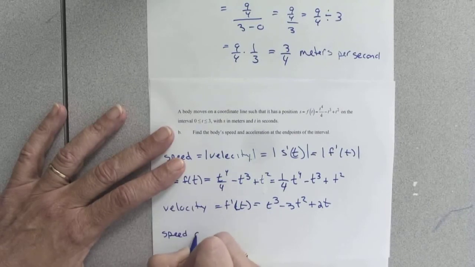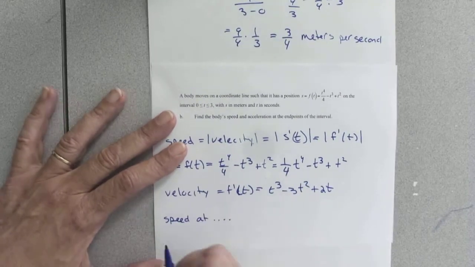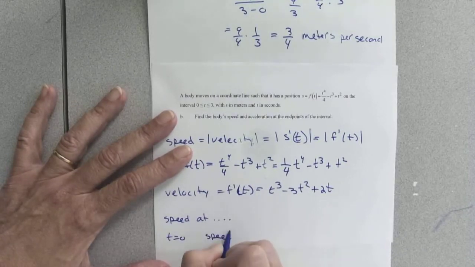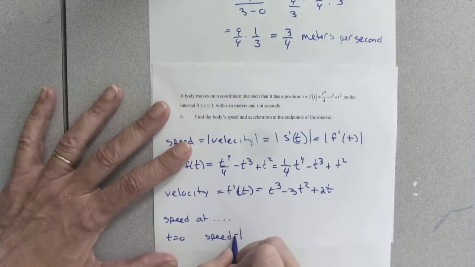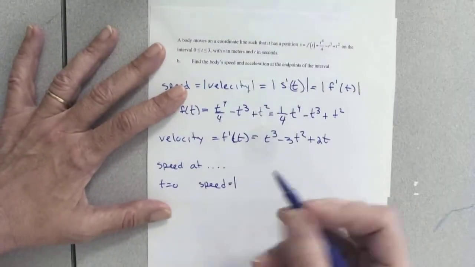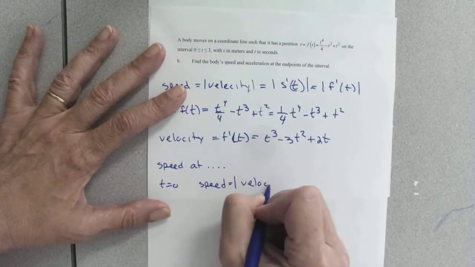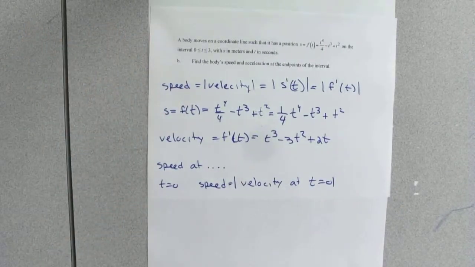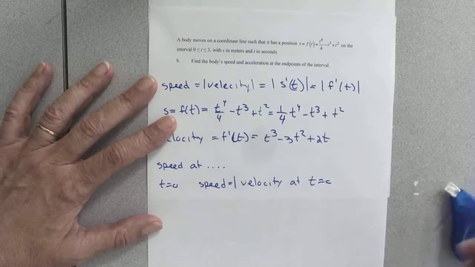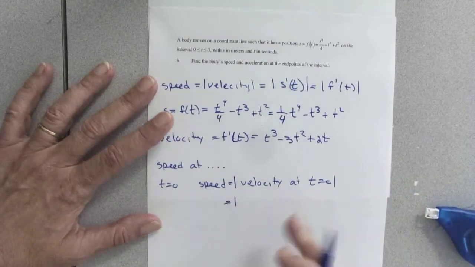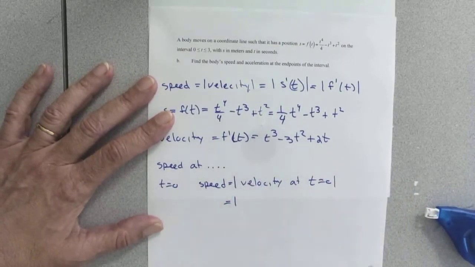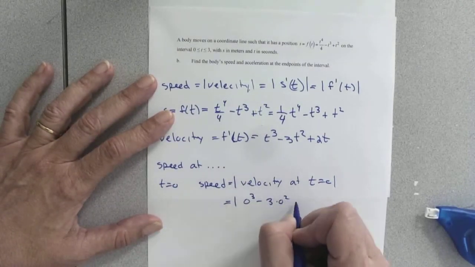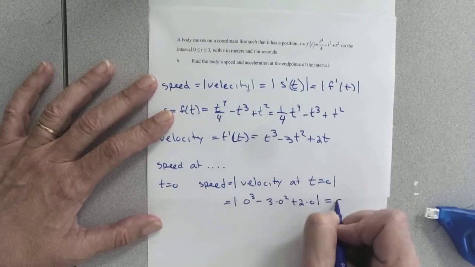And so my speed at t equals 0 is going to be the absolute value of the velocity at t equals 0. Writing it out in words, because I have a tendency to like words sometimes. And then just plugging into my derivative there, 0 cubed minus 3 times 0 squared plus 2 times 0 would be 0.